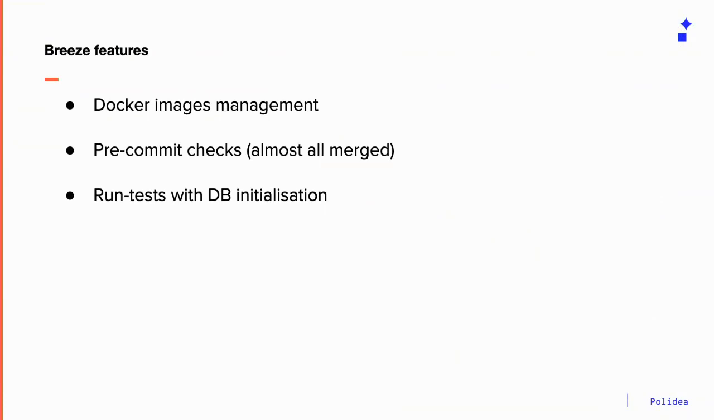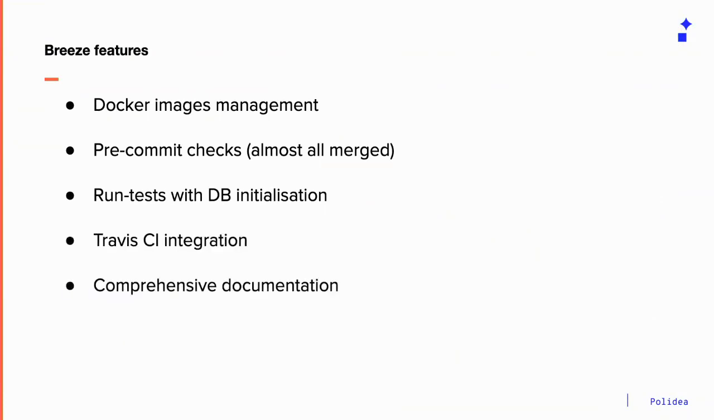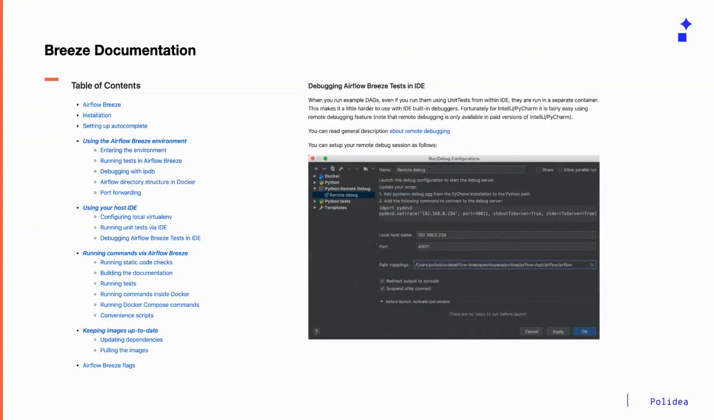Running test with DB initialization, Travis CI integration. There is quite a good documentation, I hope. It's good. It's written by developers, so probably it's not as good as it could be. However, we are right now in the process of having a technical writer helping with the documentation. I'll tell about that in a moment. But this is the kind of information that you can expect. So you can, for example, see how to debug your code remotely from IntelliJ if you want.